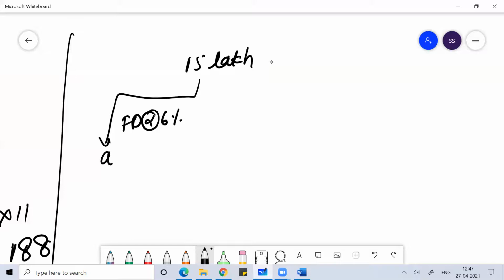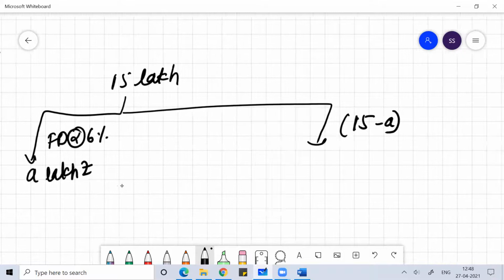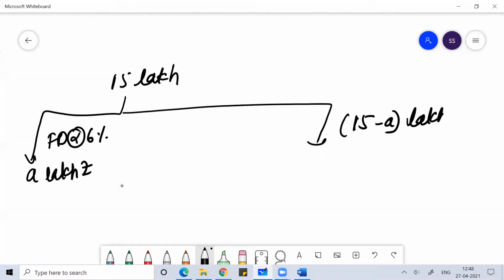Remaining money. So suppose A rupees he invested in FD, and the remaining is 15 minus A. Guys, please understand all are in lakh rupees. So this is A lakh rupees, and then you have 15 minus A lakh rupees. Suppose out of 15 lakh, A lakh rupees he invested in FD, and 15 minus A lakh rupees he invested in the ratio 2:1.